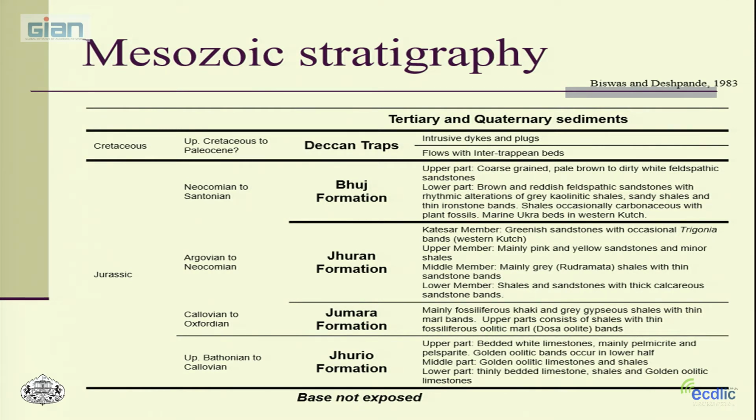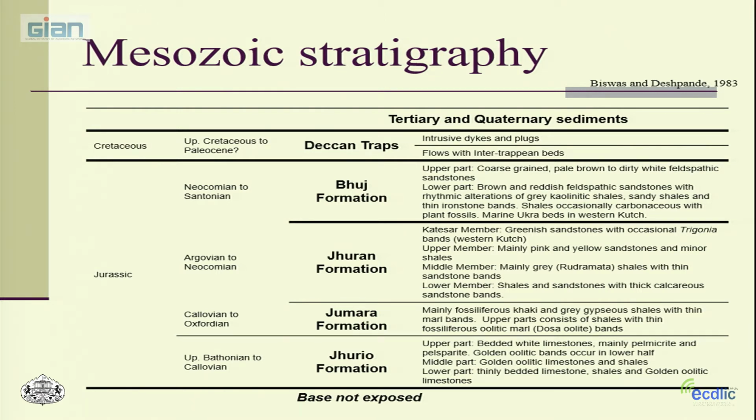The previous classification is the older classification following the code of stratigraphic nomenclature. This is the recent classification, again given by Biswas: Jhura formation, Jumara formation, Jhuran formation. All these are Jurassic in age, and based on the fossil assemblage they have been classified as Upper Bathonian to Callovian, the Jhura formation; Callovian to Oxfordian, the Jumara formation; Argovian to Neocomian, the Jhuran formation; and on top, Neocomian to Santonian, more or less the lower Cretaceous part, that is the Bhuj formation.